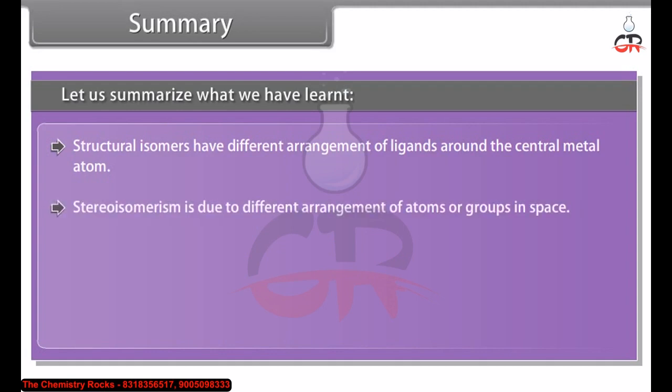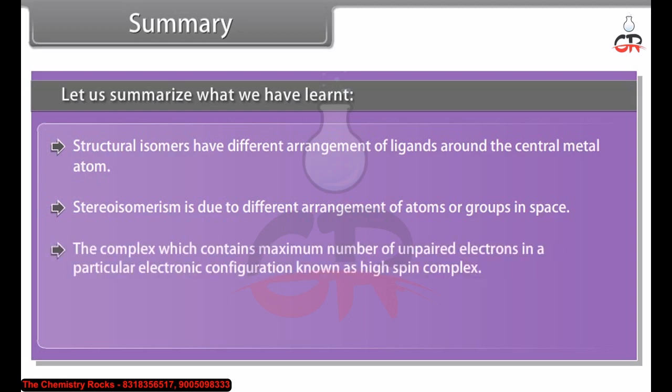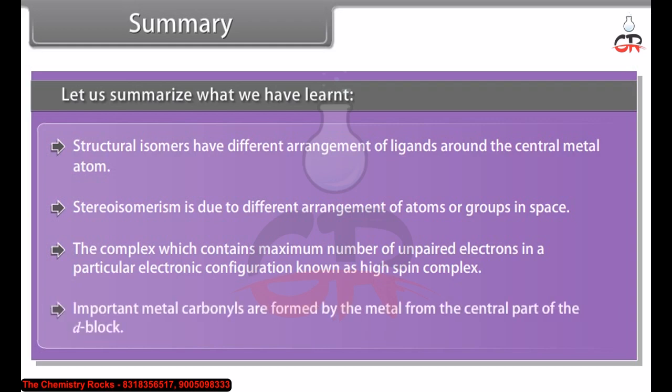Stereoisomerism is due to different arrangement of atoms or groups in space. The complex which contains the maximum number of unpaired electrons in a particular electronic configuration is known as a high-spin complex. Important metal carbonyls are formed by the metals from the central part of the d block.